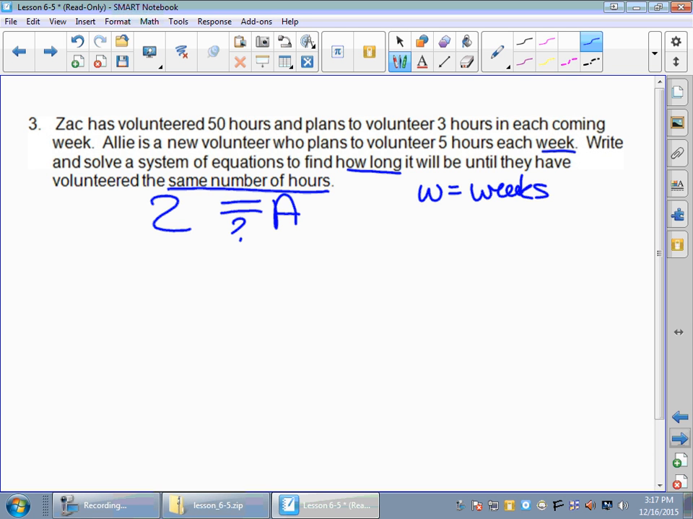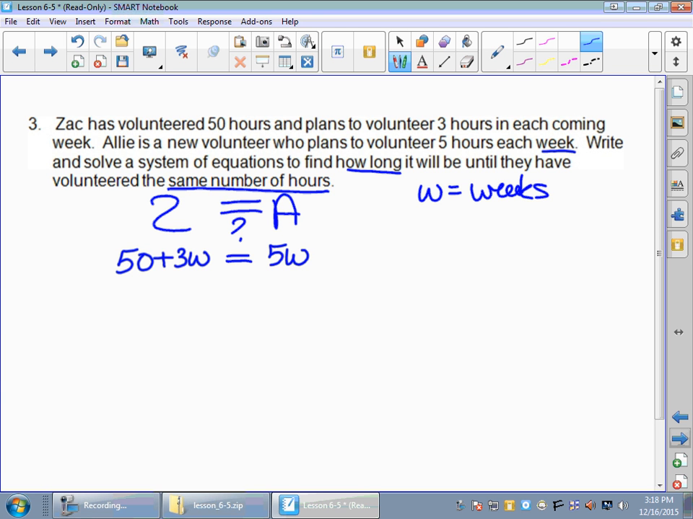So Zach's time volunteering, he's already volunteered 50 hours, and then he plans to add on to that 3 hours per week after that. Allie has not volunteered at all. She's new, so she's going to volunteer 5 hours per week from here on out. So she's volunteering more hours per week, but Zach has more hours to begin with. So we want to know, when will these two balance is the question.